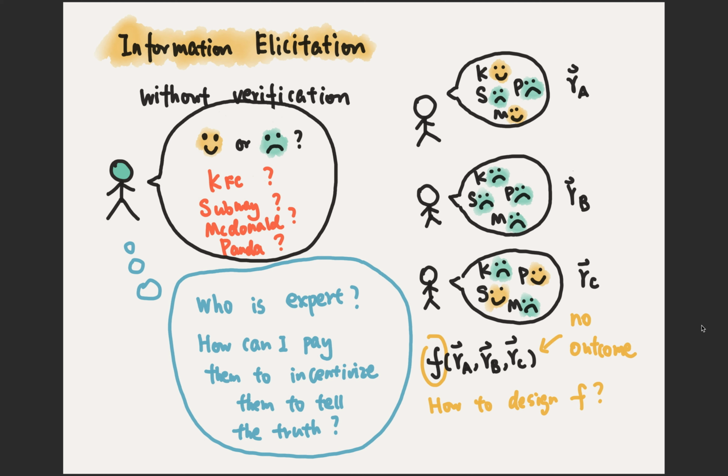And still we can see here it's not like the weather forecast setting where we have an outcome and can verify the crowd's answers. Here, since their opinion is actually subjective, there is no outcome. We cannot verify their answer. So still, we want to design this scoring rule F, which takes the crowd's feedback as input, but without any outcome information. And the problem is how to design F in this situation.